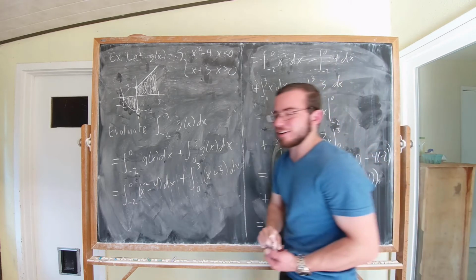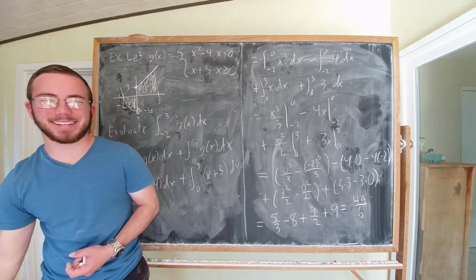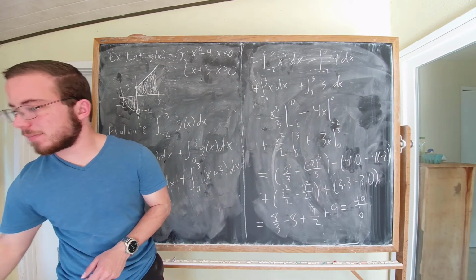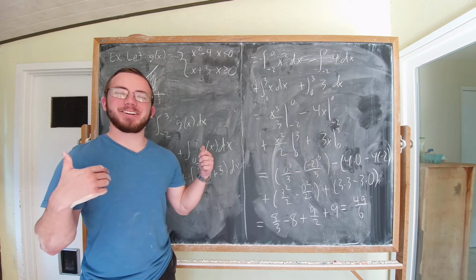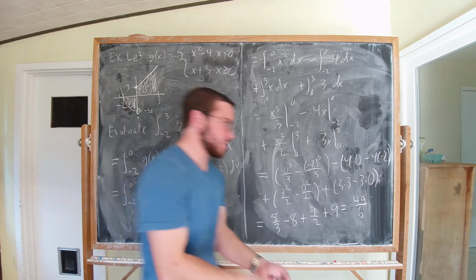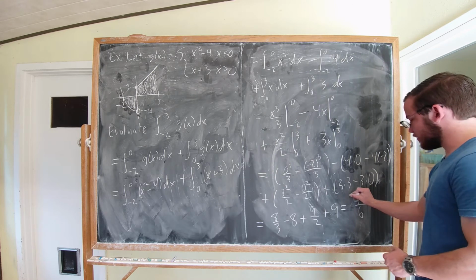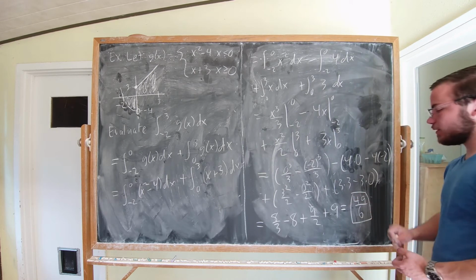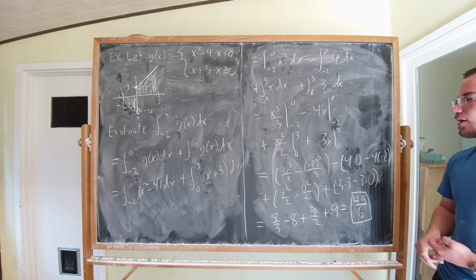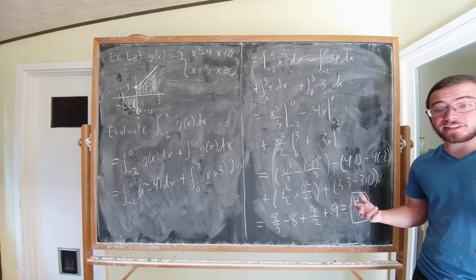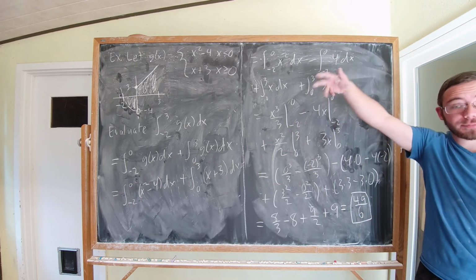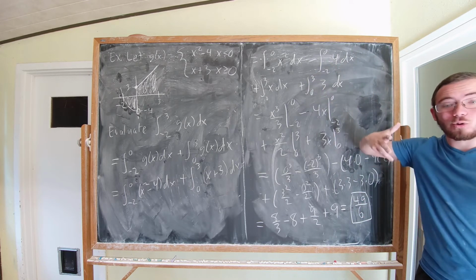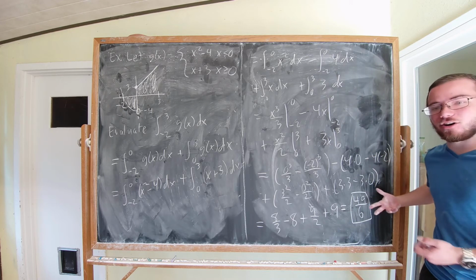Let me check that with a calculator, make sure my mental math is correct. How about that? It was. Good news, everybody. So, 49/6 would be our final answer for this. So yeah, whenever you're trying to evaluate the definite integral of a piecewise function, split it in pieces with our rule for doing that, and then it all works out.